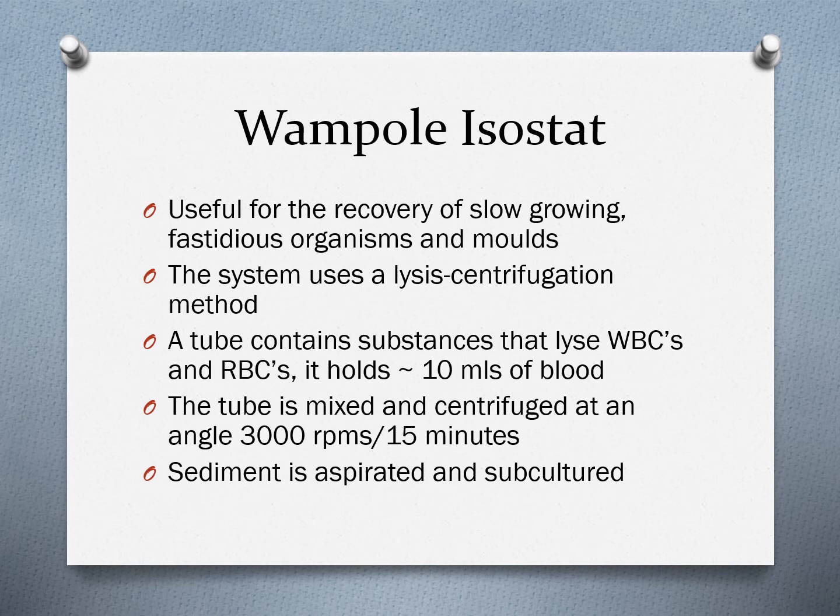The Wampole Isostat is another way of collecting blood cultures. It is useful for the recovery of slow-growing fastidious organisms and molds. The system uses a lysis centrifugation method. So blood is collected in the tube and it's spun. White cells and red cells are then lysed and the sediment is then subcultured. A tube contains substances that lyse the white cells and the red cells, and it holds about 10 mils of blood. The tube is then centrifuged at an angle at 3,000 RPMs for 15 minutes, and we take that sediment, aspirate it, and subculture it to the appropriate media.